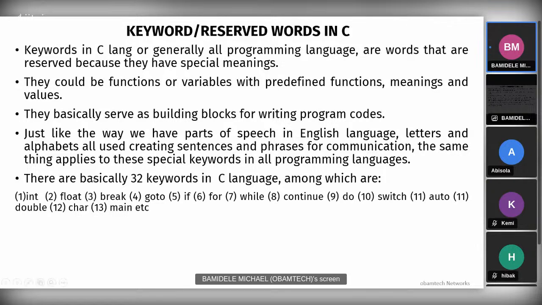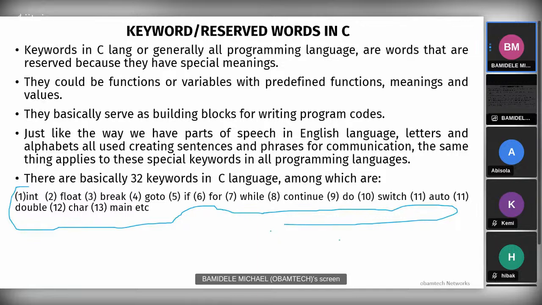There are basically 32 keywords in C. Examples of them are: int, float, break, goto, if, for, while, continue, do, switch, auto, double, and so on. There are many like that. So there are 32 in number. You just need to understand that there's what we call keywords and reserved words in C.